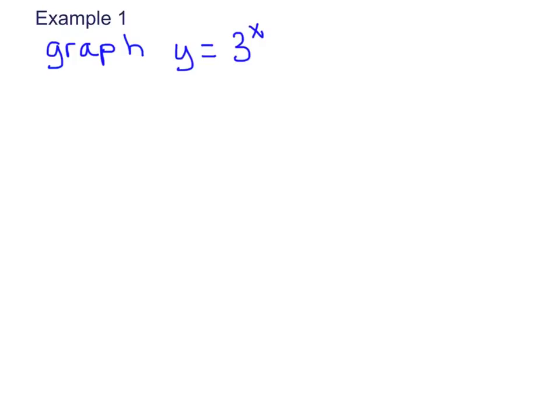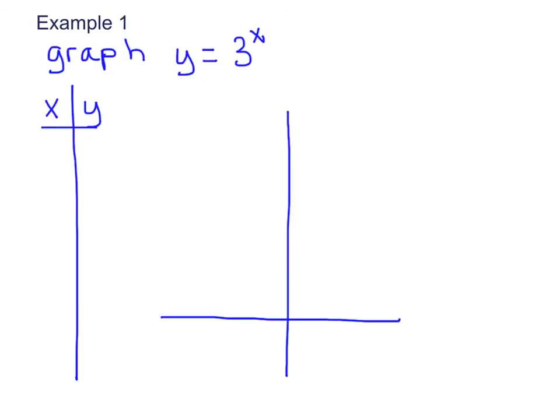So for our first example, we're going to graph y equals 3 to the x power. And to do this, we're just going to make a table. Alright, so here we have y equals 3 to the x power, and all of these exponential parent functions will have our asymptotes at y equals 0, so draw in a dashed line with your asymptote.